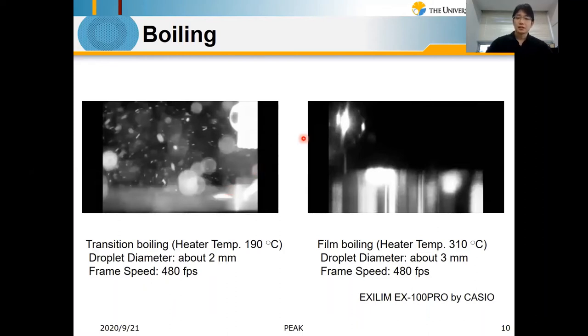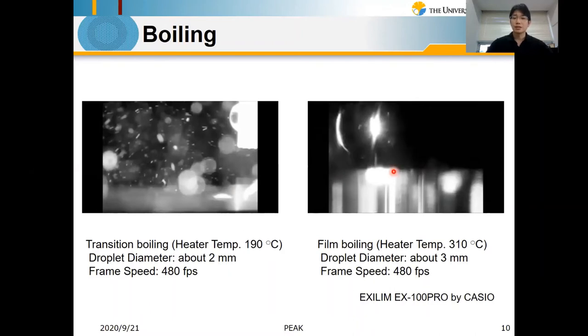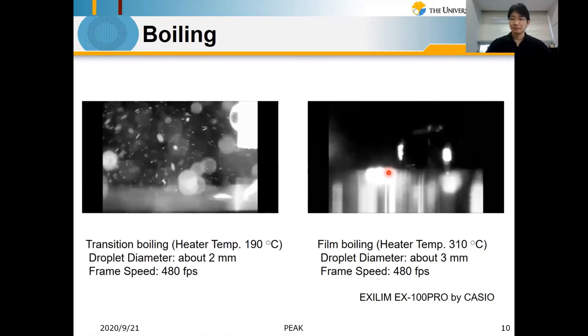On the other hand, this movie is the case where the hot plate temperature was 310 degrees C. It means the film boiling region. The water droplet is moving from left to right, jumping on the surface. Really cute. This jumping was made because of the tension at the edge of the pipette, created when we put the water droplet on the surface.